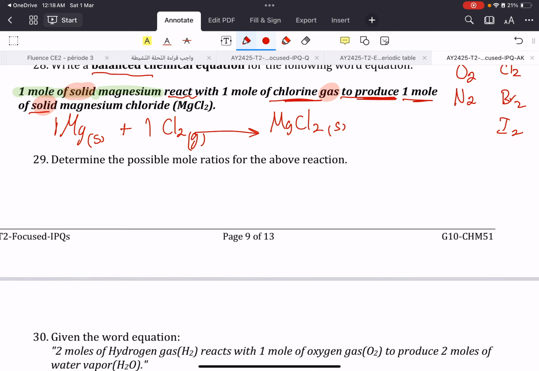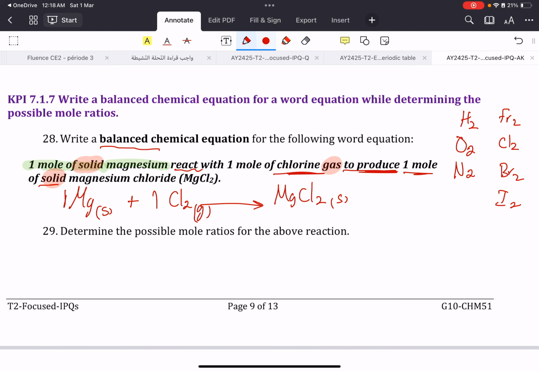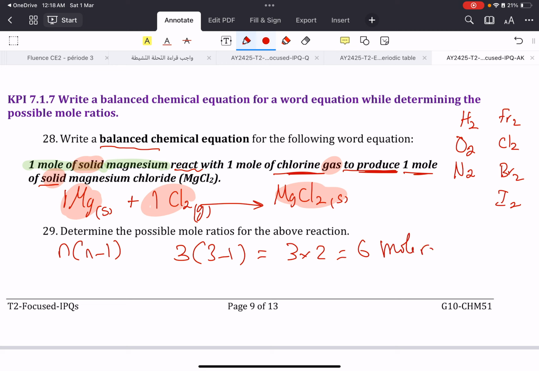Now determine the possible mole ratio of the reaction above. In order to know how many mole ratios there are, we count the components of this equation. Like for example, I have 1, 2, and 3 different substances. Since I have 3 different substances, I will apply the formula of N times N minus 1. So 3 times 3 minus 1. That is 3 times 2. That is 6 mole ratios. So we are able to write 6 mole ratios.